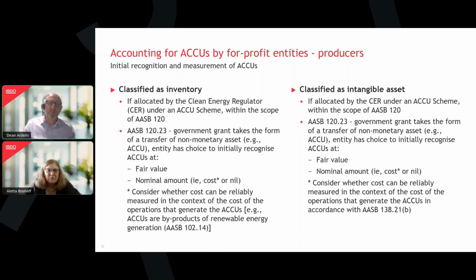I'm probably skipping a few steps, but for simplicity I'm just identifying the key areas. We think about that and say, okay, if it's a government grant, it takes the form of a transfer of a non-monetary asset. ACCUs are non-monetary assets. They're just a carbon credit. They could be worth something today or something tomorrow, but there's no monetary item to them. The government's not promising me cash for them. In that case, I've got a choice between initially recognising them at fair value or nominal value.